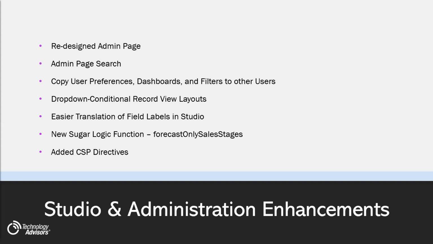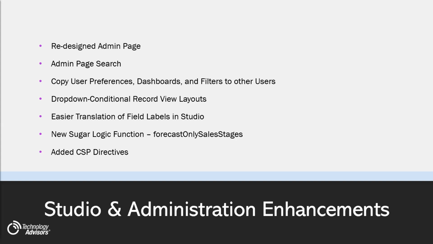There is a new Sugar Logic function. If you're doing a lot of forecasting, you can now choose whether you're going to forecast for closed won forecast stages, closed lost forecast stages, and/or the open forecast stages. That's an interesting way to create calculated fields. I haven't figured out a use for it yet, but if you have one, I'd love to hear about it. And then we have added CSP directives, which stands for Content Security Policy settings. I'm going to show this page and then talk a little bit more about what that might mean for you.